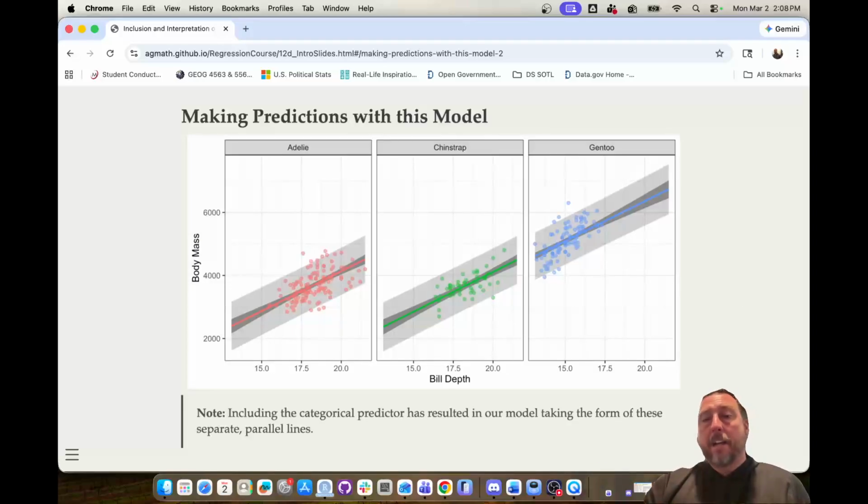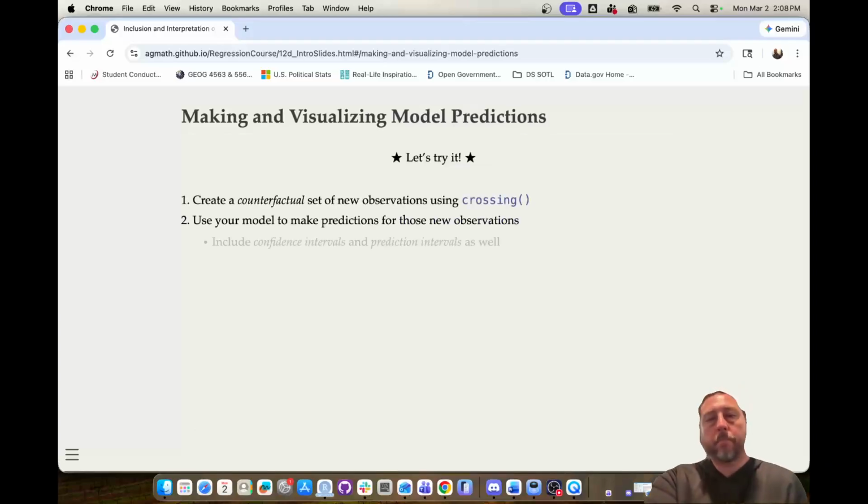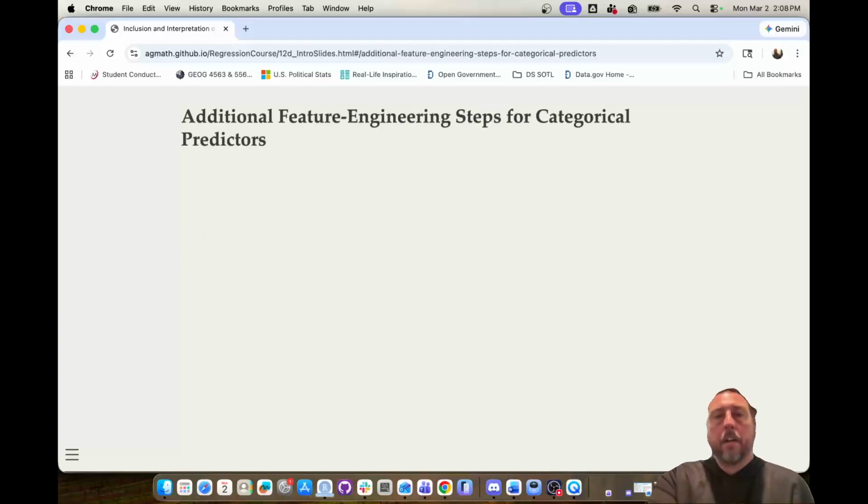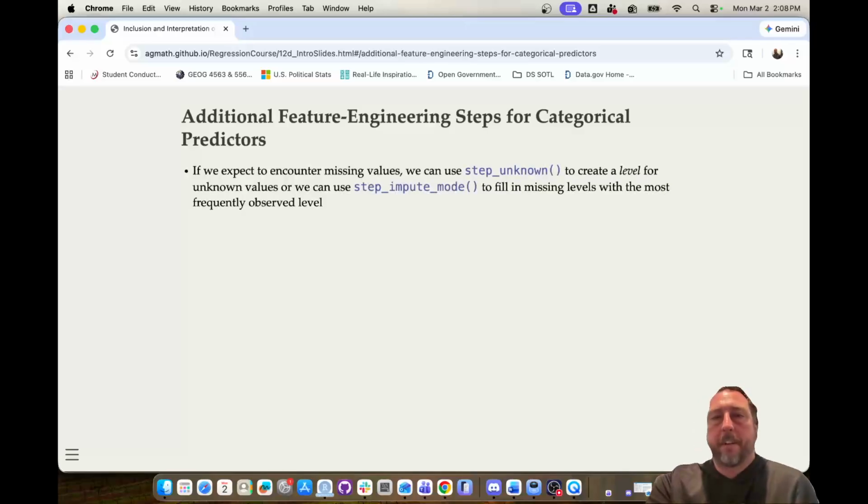So what we got back was a new model, but that model is not one line anymore. It is three separate parallel lines. All right. We're almost done here. I want to talk just a little bit about some additional feature engineering steps for categorical predictors.